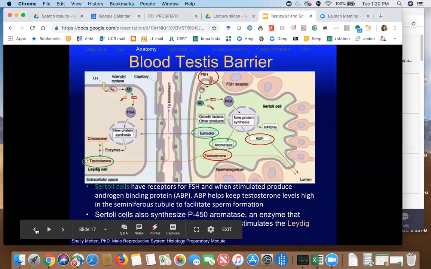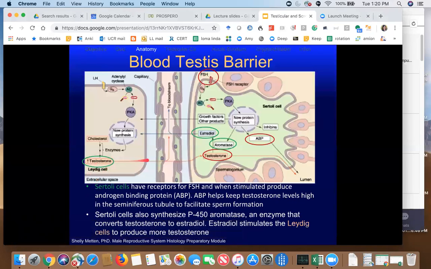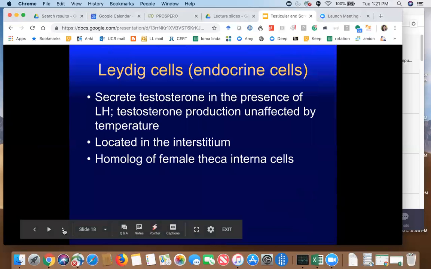We can go back and just look. These are the Leydig cells outside in the interstitium. They make testosterone, which then crosses over the blood vessels and into the Sertoli cells, because they have the androgen-binding protein to keep a high local concentration of testosterone needed for the differentiation of the spermatogonia into little spermatids.